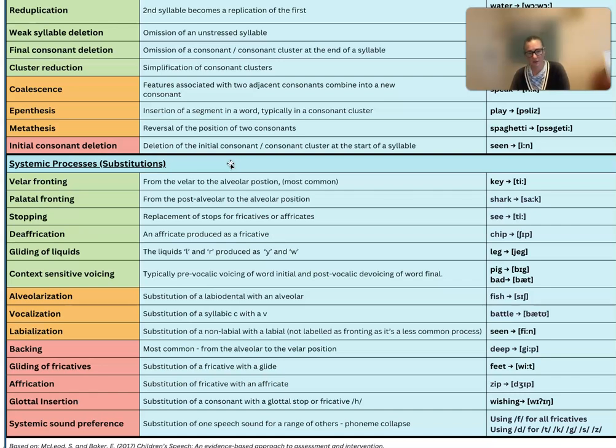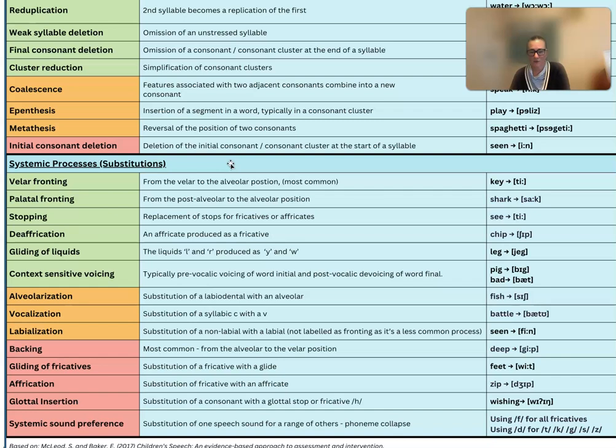Then you've got context sensitive voicing, which is a little bit more complex because there's 2 different types of this, but both of them are classified as context sensitive voicing. So at the beginnings of words, you get prevocalic voicing of word initial sounds. So for example, a voiceless bilabial plosive, p, going to a b sound, so pig to big in our example, and that's really typical. And then usually at the ends of words, so postvocalically, so after the vowel, basically, you get that devoicing. So it's voicing at the beginning, devoicing at the end.